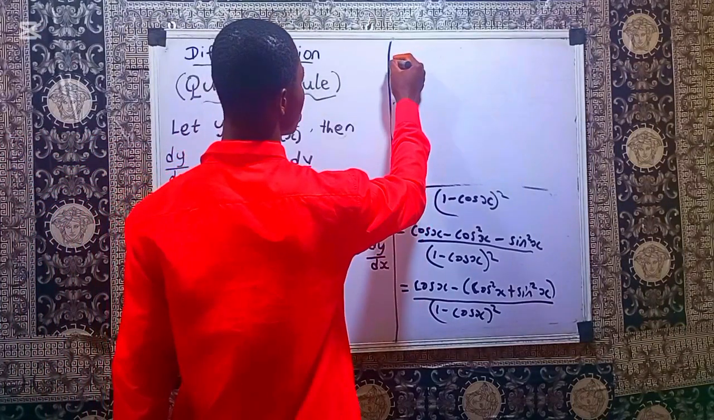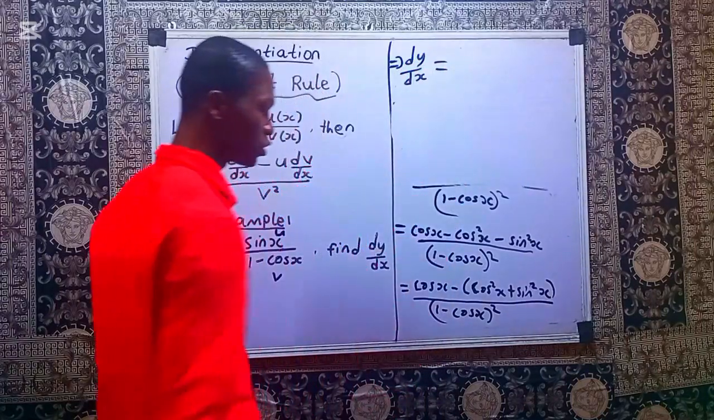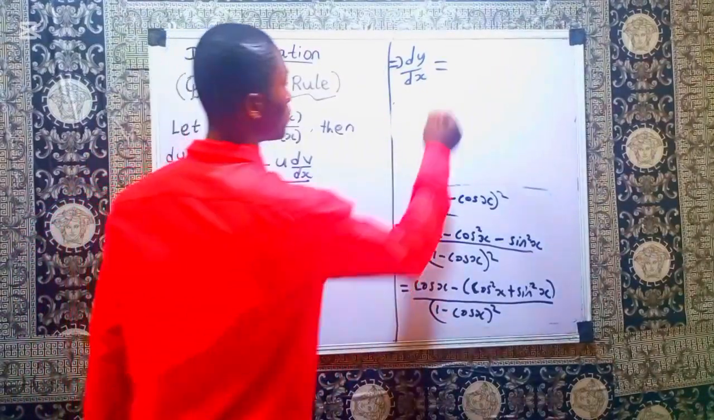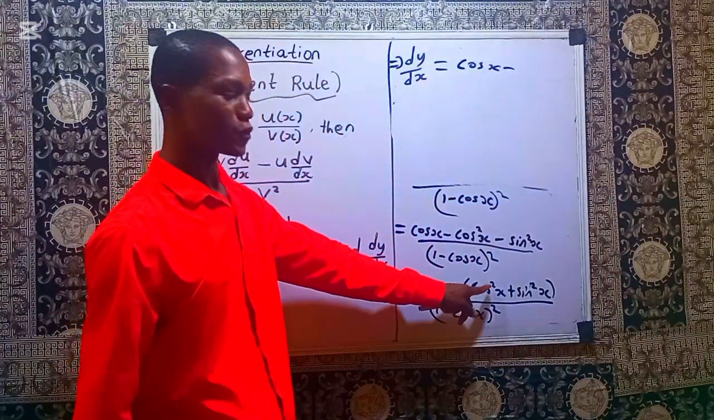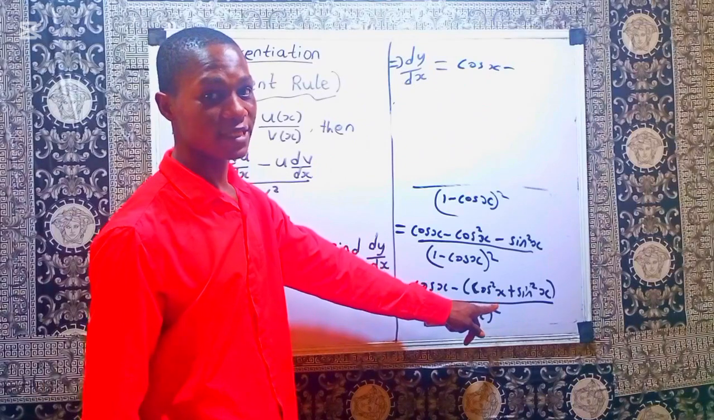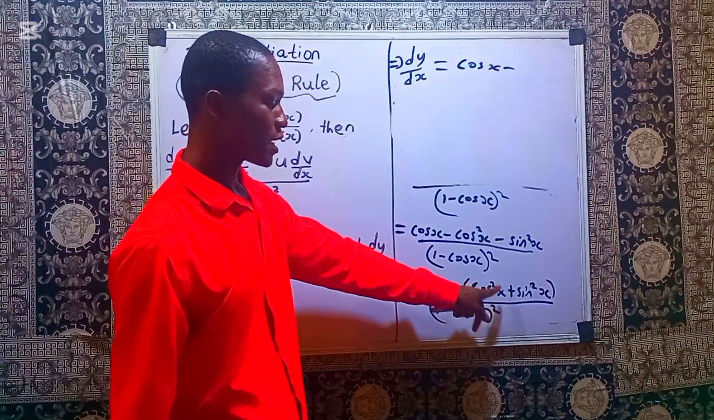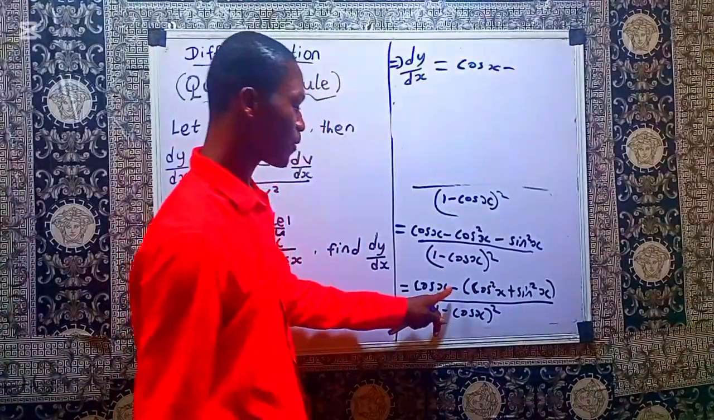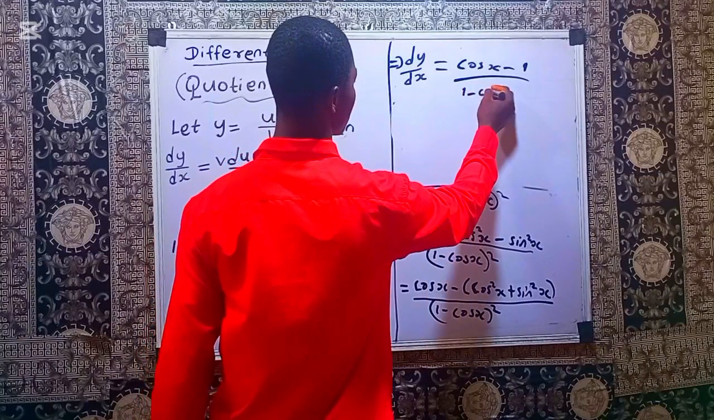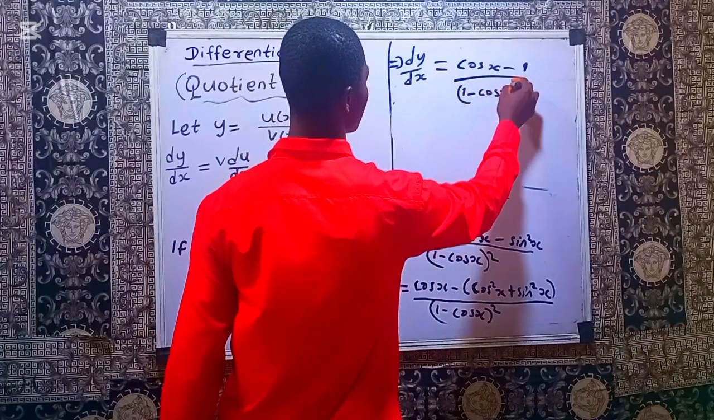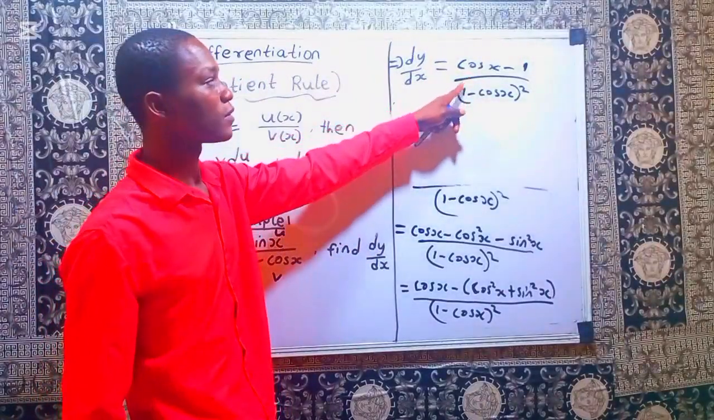So let's continue up there. This implies that the derivative of y with respect to x will be equal to, let's see what we have here. We have cos x minus, but you know that cos squared theta plus sin squared theta is 1 from trigonometric identity. So cos squared x plus sin squared x is 1. Then we'll have negative here, so we'll have negative 1, all divided by 1 minus cos x all raised to power 2.